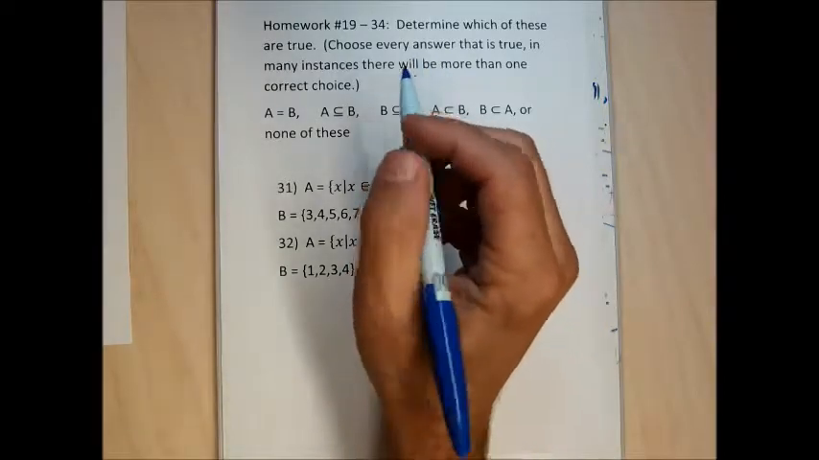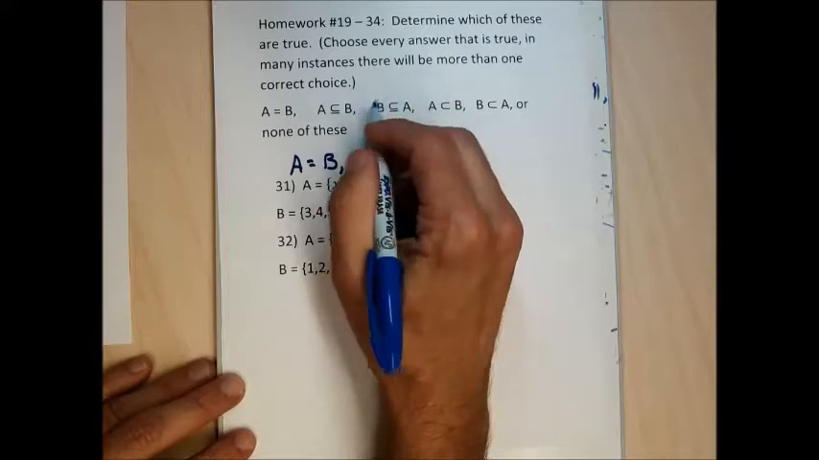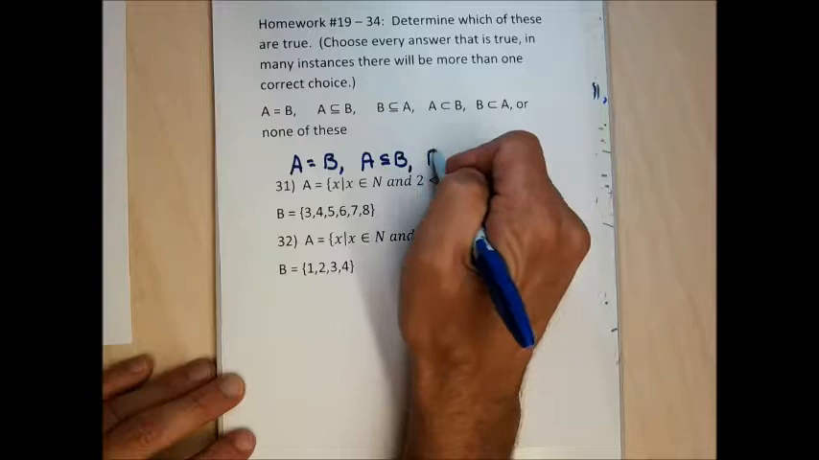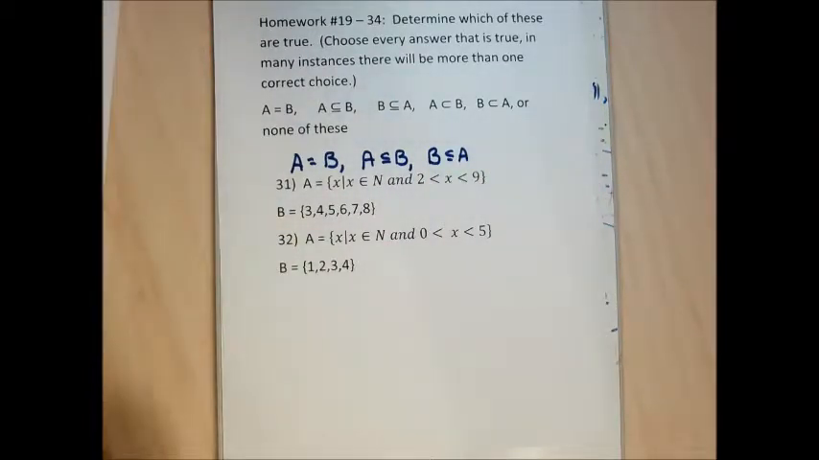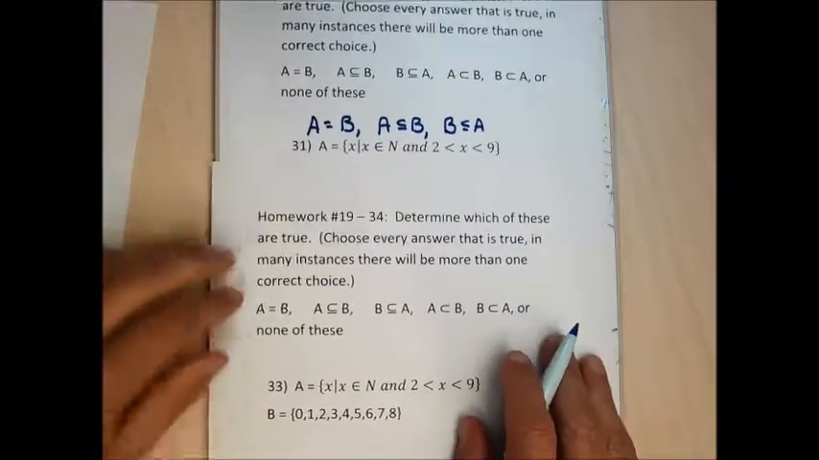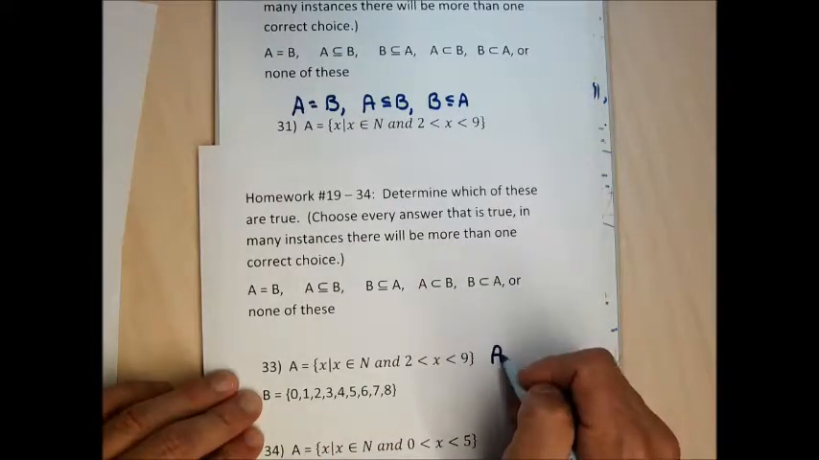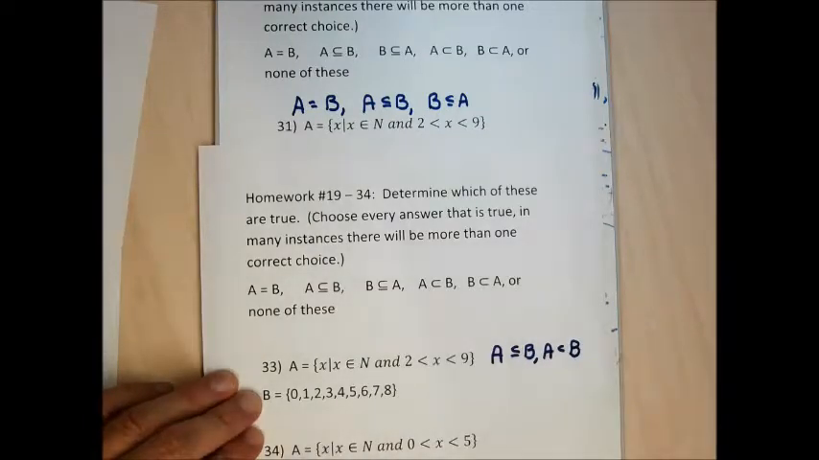For 31, I get A equals B, A is a subset of B, and B is a subset of A. And let me also try to flash up 33, just in case you just want to not watch the video and just finish these problems. For 33, I get A is a subset of B, and A is a proper subset of B. So if you just want to try those without watching me do the problems that are similar, I don't have a problem with that at all.